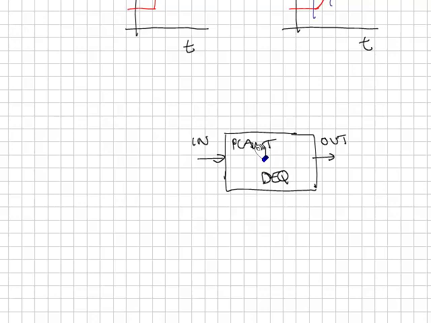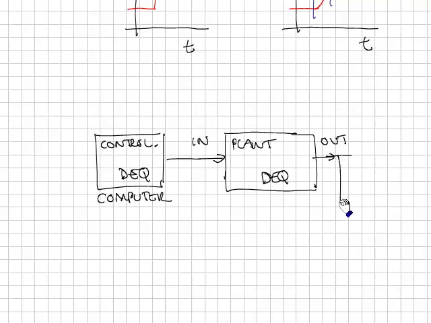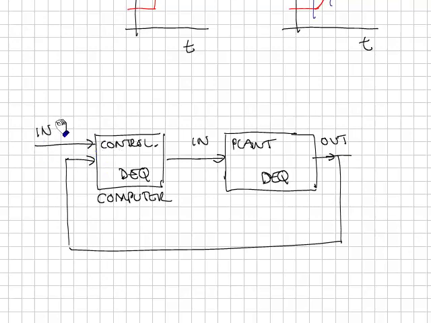We can't change this plant, but what we can do is add something to the plant. And this is the controller. It too is a differential equation, but it is a system that we can change, something like a computer. And we'll measure the output and send that into the controller, and then we have a new input here. So our new system is inside this box.